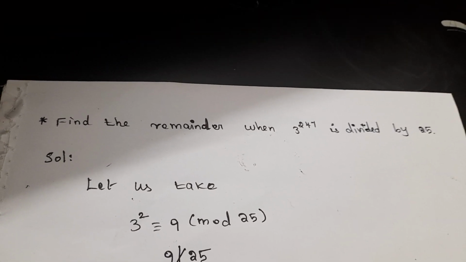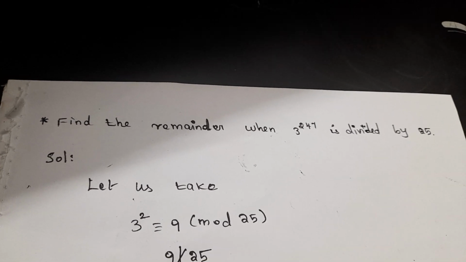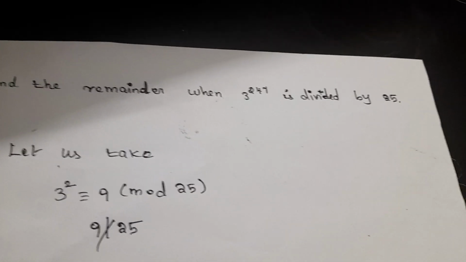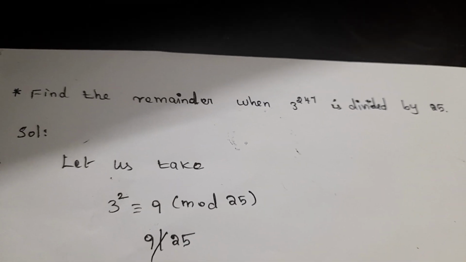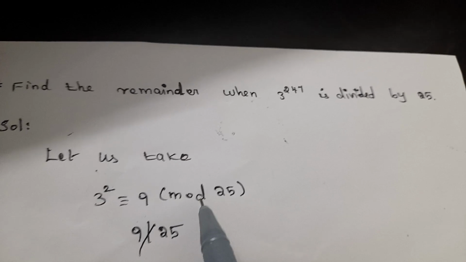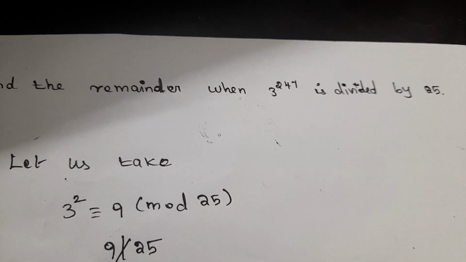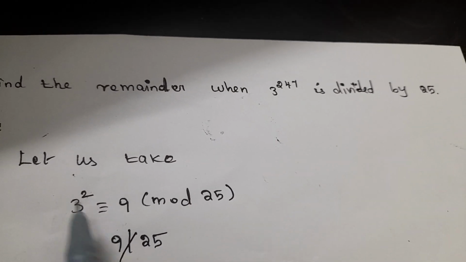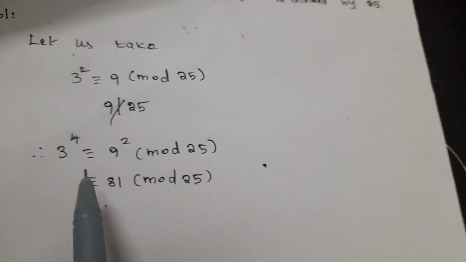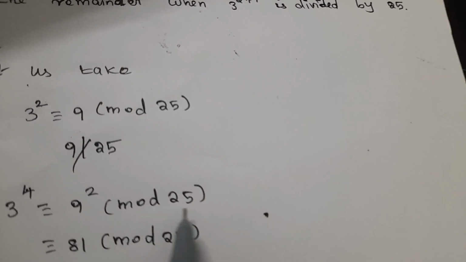Good evening to all. In this video, we have to find the remainder when 3 power 247 is divided by 25. Let us take 3 squared is congruent to 9 mod 25. 9 does not divide 25, so taking square on both sides, we get 3 power 4 is congruent to 9 squared mod 25.